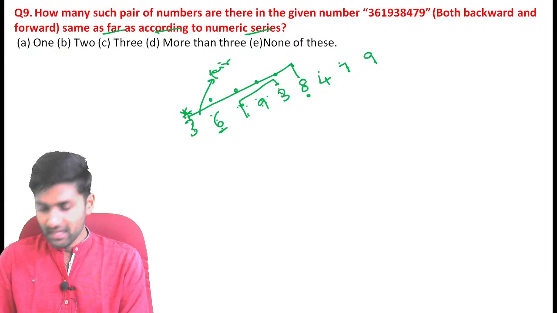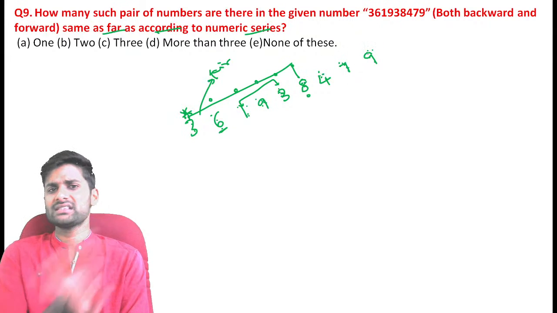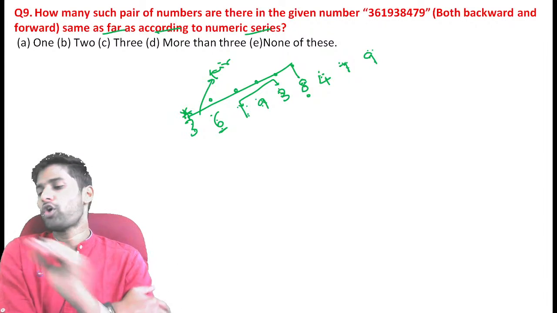Next one, if you go through the 9: 9, 1, 2, 3, 4, 5, no chances. Here we'll go to 3: 3, 4, 5, 6, 7, no chances. 8, 9, 1, 2, no chances. 4, no chances. 7, no chances. 9, no chances. Forward, you can get 2.